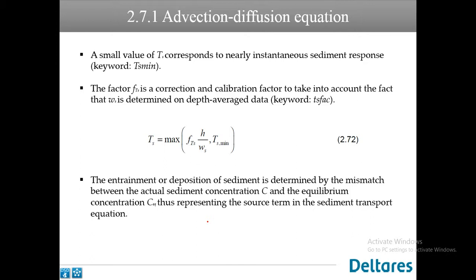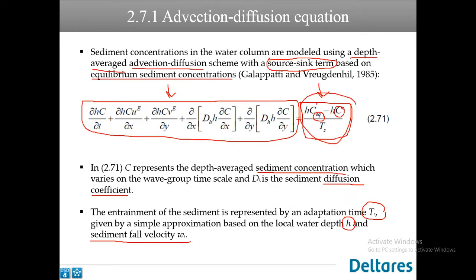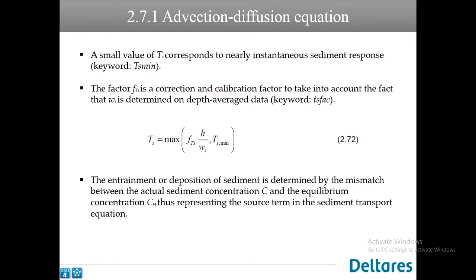Okay, the small value, the time scale T, is actually used in which the sediment concentration adapts to the equilibrium concentration. So we have two, the C equilibrium concentration and also the sediment concentration. So the T represents how the sediment concentration adapts to the equilibrium. So it represents the fact that deposition depends on the near bed sediment concentration rather than the depth average value. The sediment concentration profile needs some time to adapt to the equilibrium profile, and that is what the T represents.